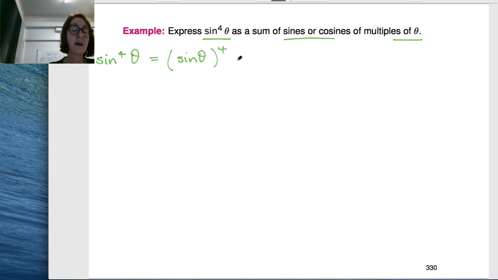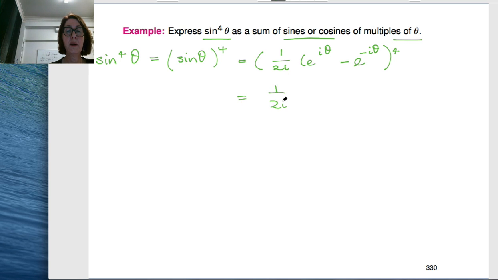And then I'm going to use one of the expressions that we just developed. So we said that sine of theta was 1 over 2i times e to the i theta minus e to the minus i theta. So that's sine theta, and that's raised to the power 4. So you can see that I've got this term at the front, so this is 1 over 2i to the power 4 times e to the i theta minus e to the minus i theta to the power 4.